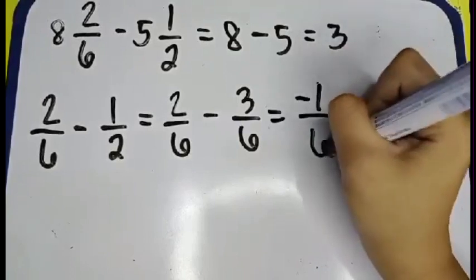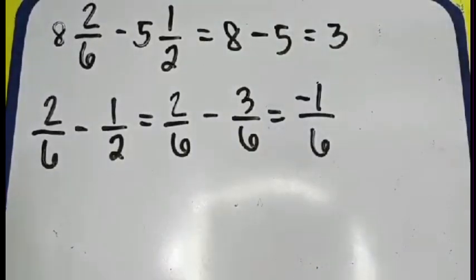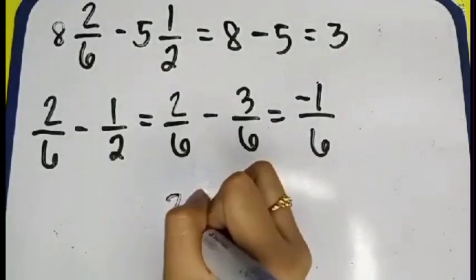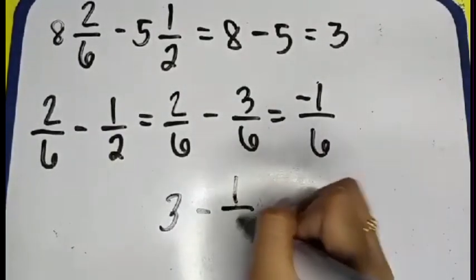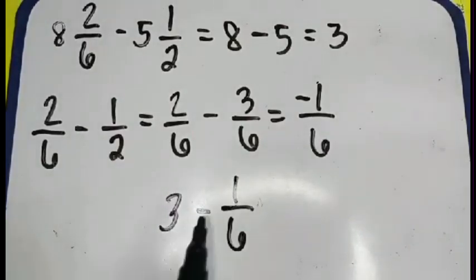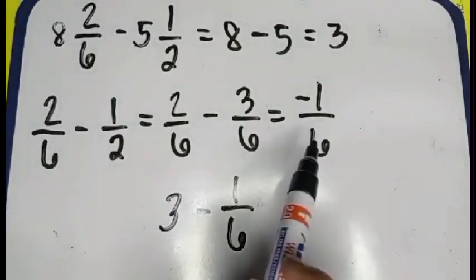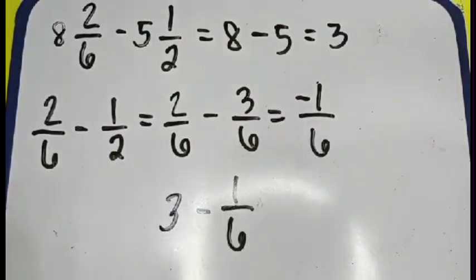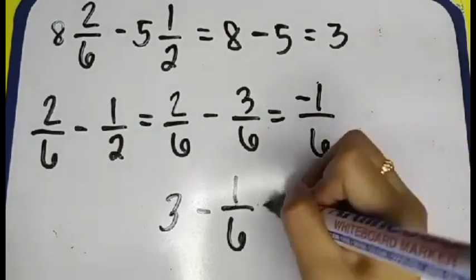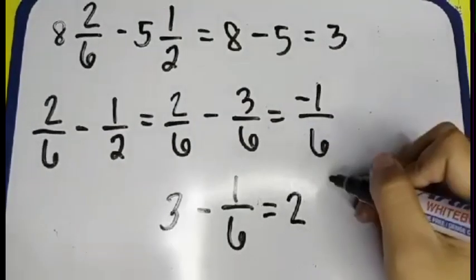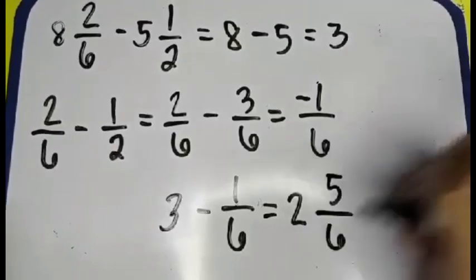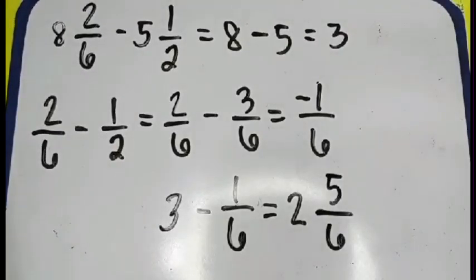Then, copy the denominator. Then, combine the whole number and fraction. So, 3 minus 1/6. Minus siya dahil negative 1/6 yung nakuha natin kanina sa fraction. And that will be 2 and 5 over 6. And that will be our final answer.